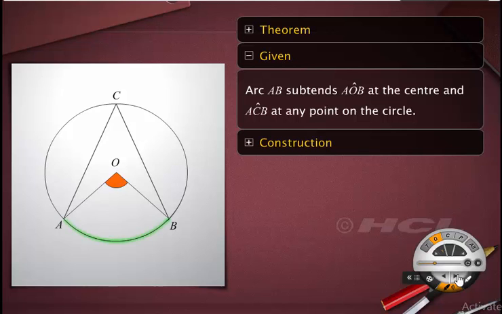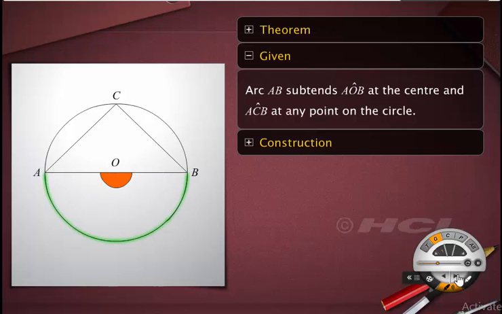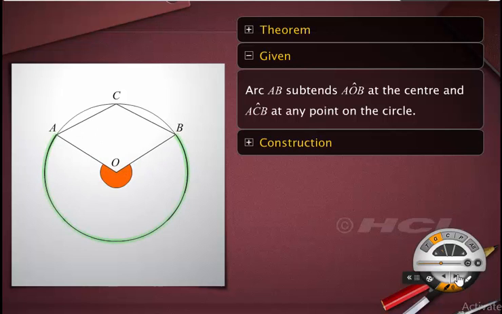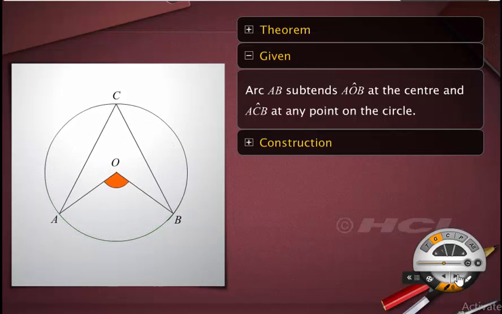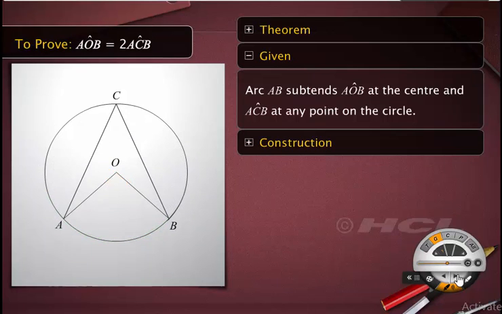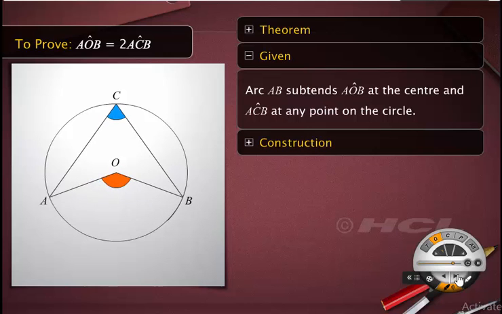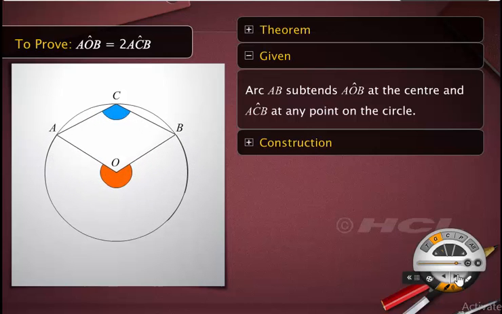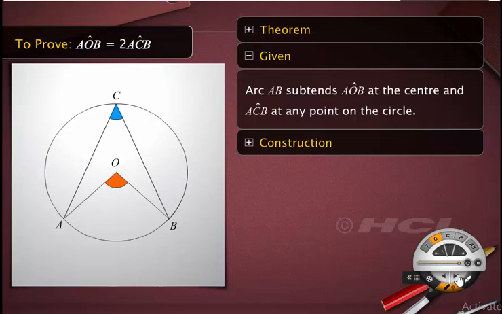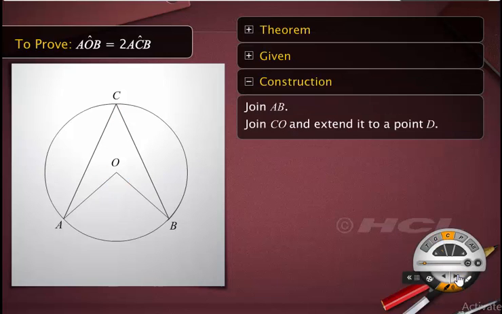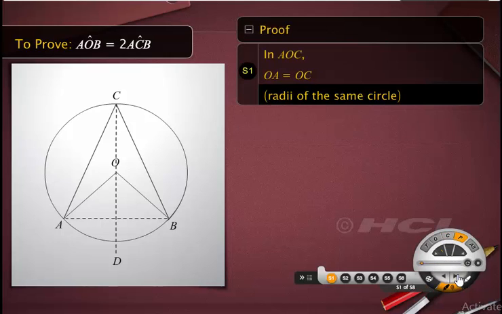One where arc AB is a minor arc, the second where arc AB is a semicircle, and third where arc AB is a major arc. We have to prove that the angle AOB is twice the measure of angle ACB in all the three cases. Let us join AB. Similarly, we join CO and extend CO to a point D. Consider the first case where arc AB is the minor arc.